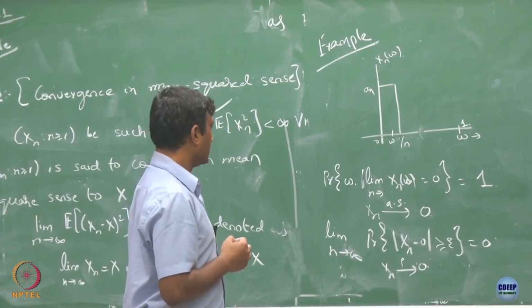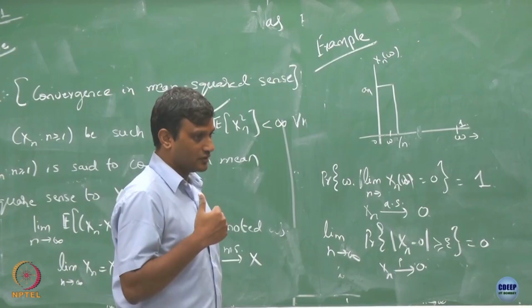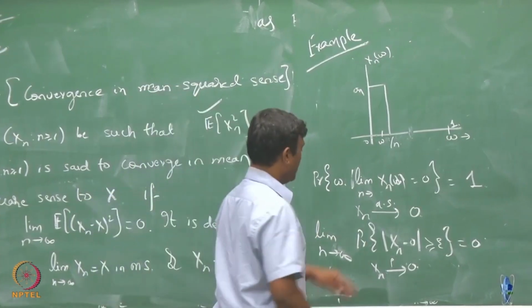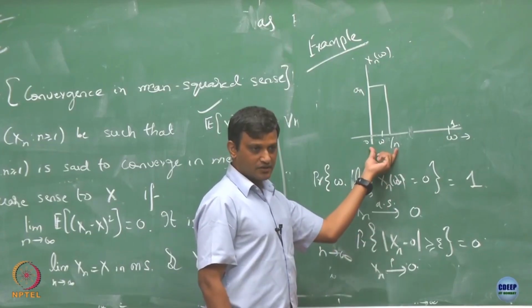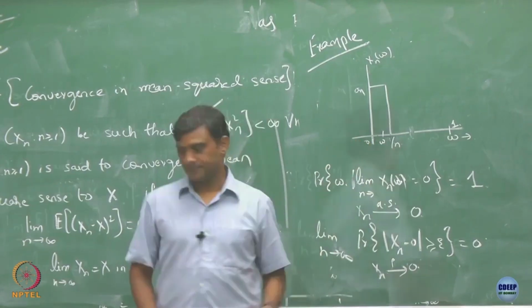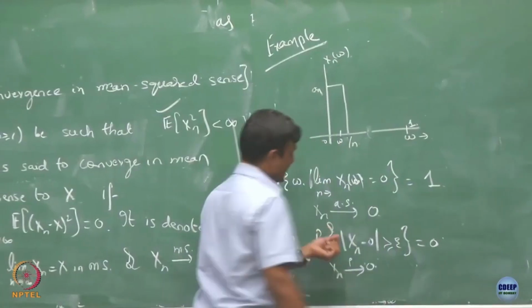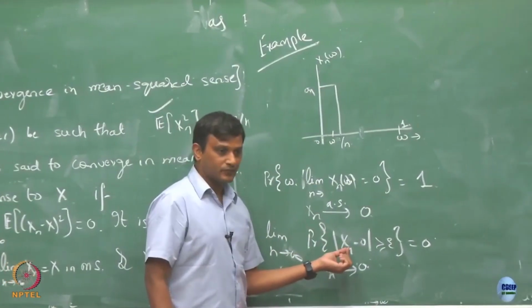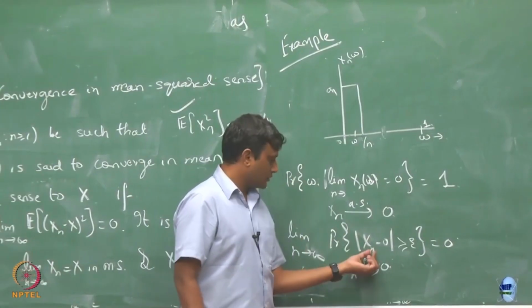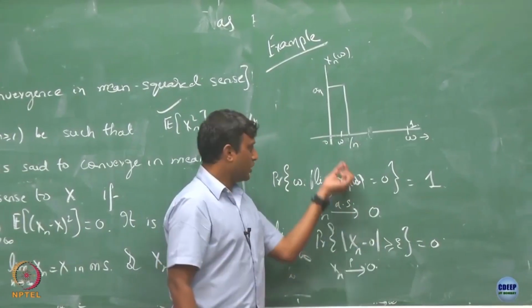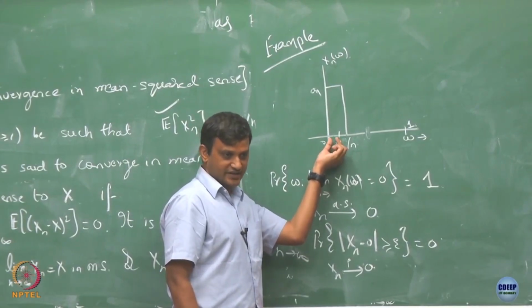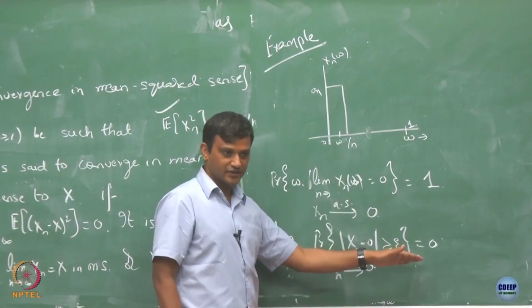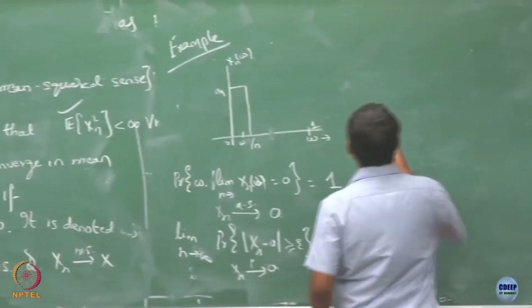No, this is greater than epsilon. What you are talking about is the probability of mod xn, and in this case xn is simply 1 by n. Yes, what we are saying is that it could take a value greater than epsilon, but on what region? That is a region which is shrinking. That probability is shrinking, so it goes to 0 as n goes to infinity.